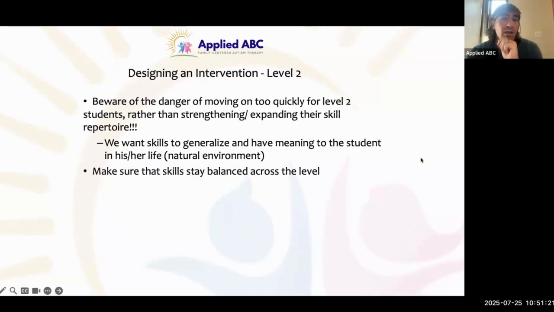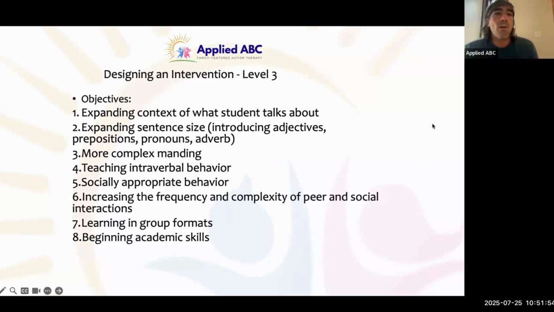More natural environment instruction. Beware of the danger in moving too quickly for level two students rather than strengthening and expanding their skill repertoire. Again, it's that lowest unacquired skill that we're focused on. It's not like, oh, look, they're able to do this, and I want to teach to their strengths. If they're really exceptional at something, the odds of their regressing on that are very low. What you want to do is focus on those gaps, on those things that they don't have yet, and make sure that skills stay balanced from domain to domain. And then developing intervention for learners on level three. Oh, and again, level two, typically developing 18 to 30 months old.